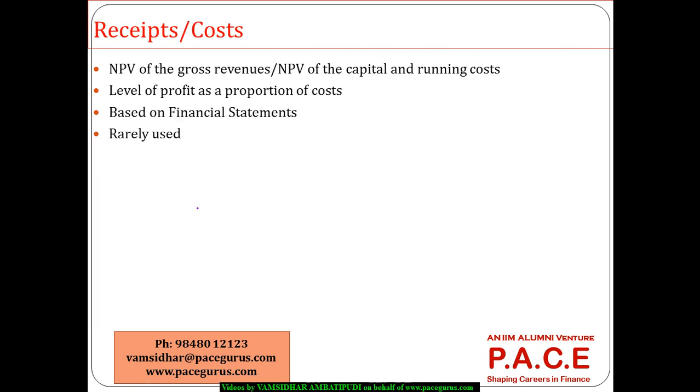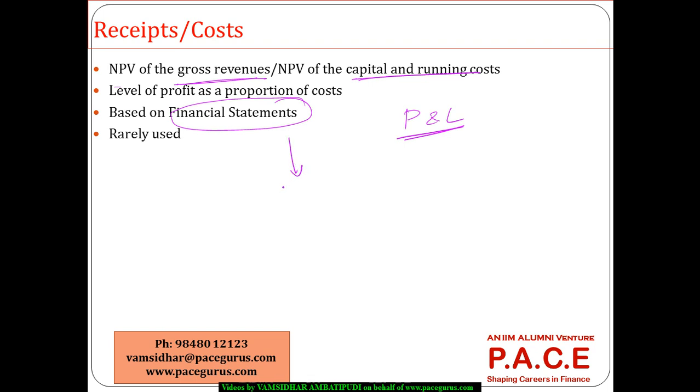And one more mechanism that goes in this context is a very simple one, the receipts to cost ratio. This is purely a financial statements based or profit and loss statement based computation. I look at gross revenues, gross expenses, capital and running costs, which are the expenses. I look at this as a profitability as a proportion of the costs, and every time this ratio is greater than 1, probably my revenues are always growing more and more higher compared to the expenses.